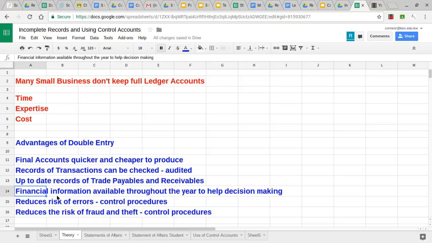You can run off financial information throughout the year, and that helps you to make decisions because you know how well your business is doing, not just at the end of the year, but also throughout the year. It's going to reduce the risk of errors because we've got all the control procedures like control accounts, and similarly reduce the risk of fraud and theft because we've got all the control procedures that most of you guys know already.